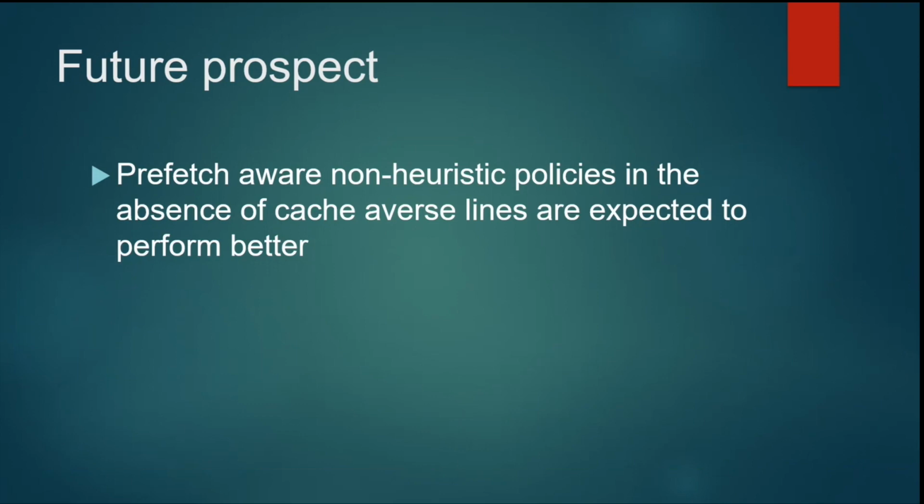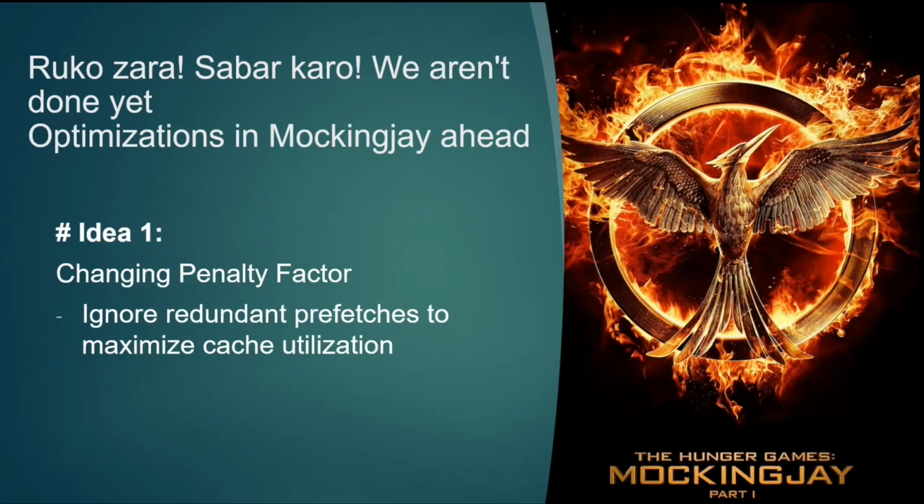As we have come to know that heuristic-based cache replacement policies don't work well for graph analytics, a future prospect to specialize Hawkeye for graph analytics is that instead of using a heuristic-based cache replacement policy in the absence of cache averse lines, using prefetch-aware non-heuristic cache replacement policies may lead to improvement. We then attempted to specialize Mockingjay by tuning its hyperparameters.